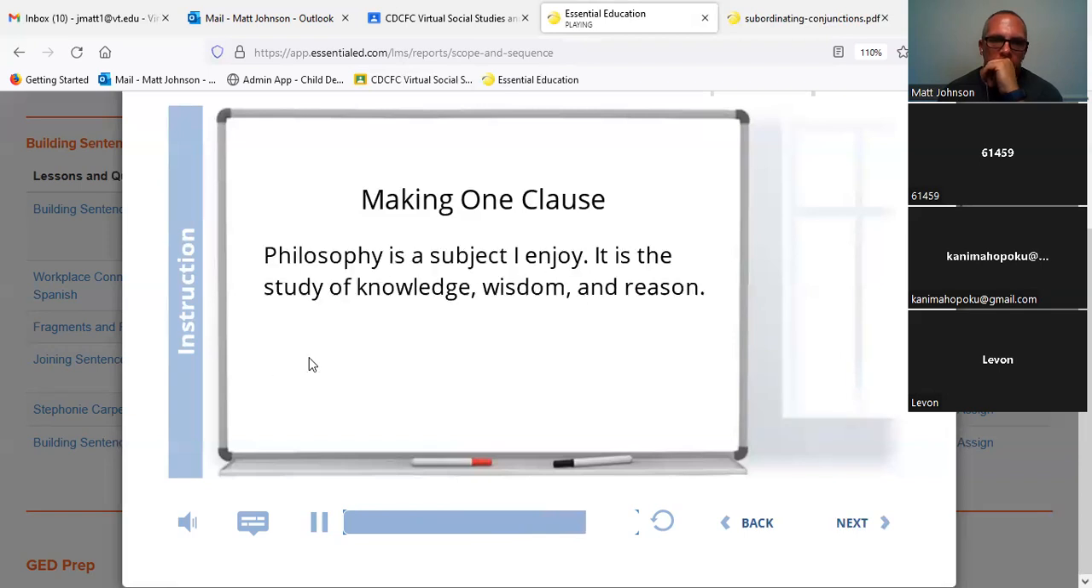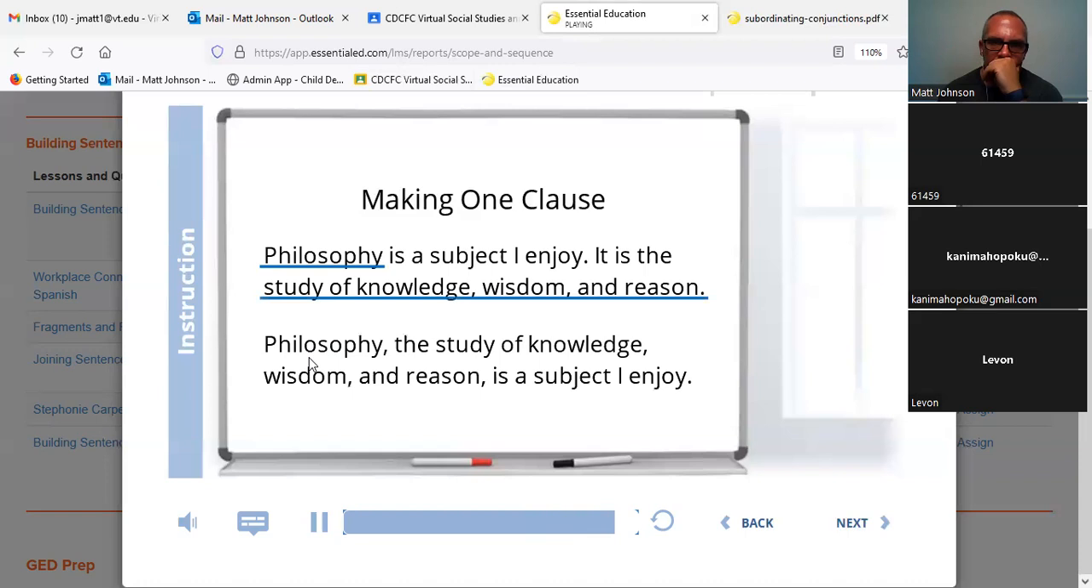Here's another example. Philosophy is a subject I enjoy. It is the study of knowledge, wisdom, and reason. The second sentence describes philosophy. You can make it into a descriptive phrase in the first sentence. Philosophy, the study of knowledge, wisdom, and reason, is a subject I enjoy. When you combine two sentences, look for what you can leave out without changing the meaning.